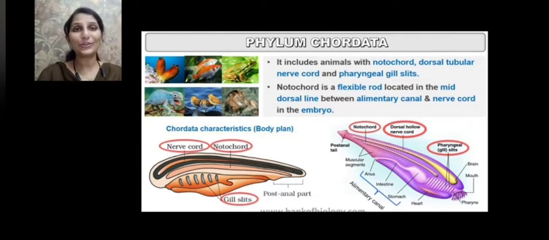So what is a notochord? As we have learned earlier, it is a flexible rod located in the mid dorsal line between the alimentary canal and the nerve cord in the embryo. So this is the notochord. We can see the notochord is present between the alimentary canal and the nerve cord. This is the nerve cord and this is the alimentary canal. So the notochord is a flexible rod which is present between the alimentary canal and the nerve cord in the embryonal stage.